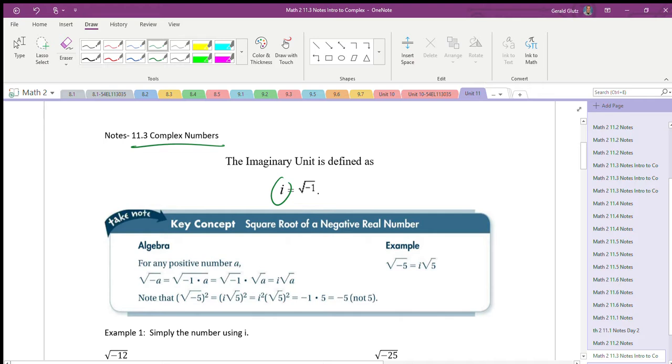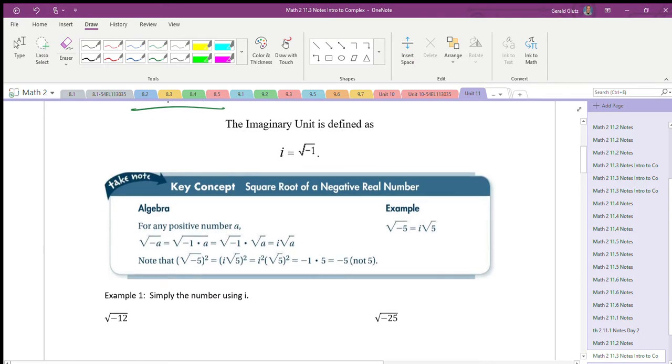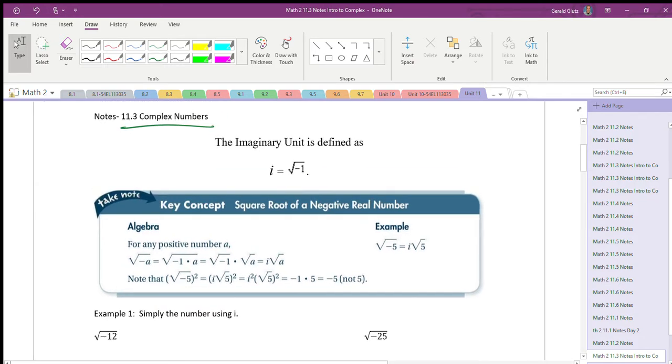A couple days ago, I said we did not know how to deal with negative numbers inside of a square root, but complex numbers are going to tell us how to deal with those and how to solve equations with negative numbers inside of a square root. The reason it's called imaginary numbers is because they're not real numbers. That's why we were saying no real solution, because if you have a negative inside the square root, it's not a real number, but we have imaginary numbers to help us deal with those.